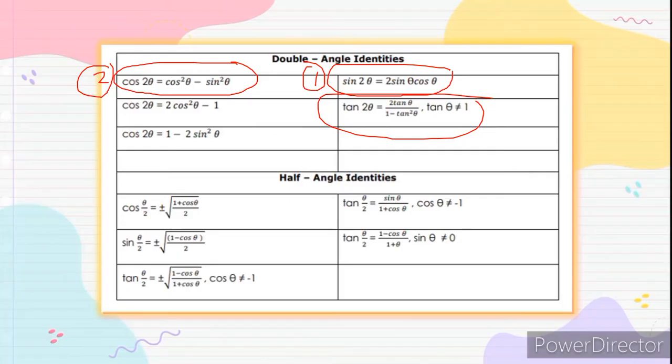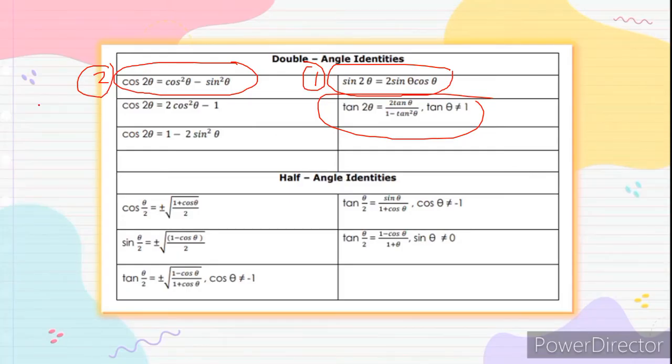Next is the half angle. We have half angle tan 15. So madali lang to, half angle tan 15. Ang gawin natin is i-memorize natin yung mga formula. Tan 15, the formula of tan 15, balikan natin.